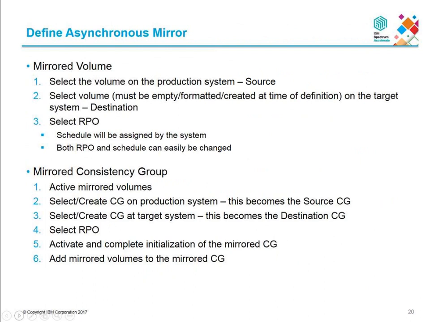Now, if you set things up using the GUI, it automatically picks the interval. If you set things up using the CLI, you have the opportunity to set the interval. You can change the interval through the GUI as well, but it will pick one by default, whereas if you're using the CLI, you have to set one yourself. Again, same thing for consistency groups. I have to create the groups and create the mirroring, and then add mirrored volumes to the consistency group.